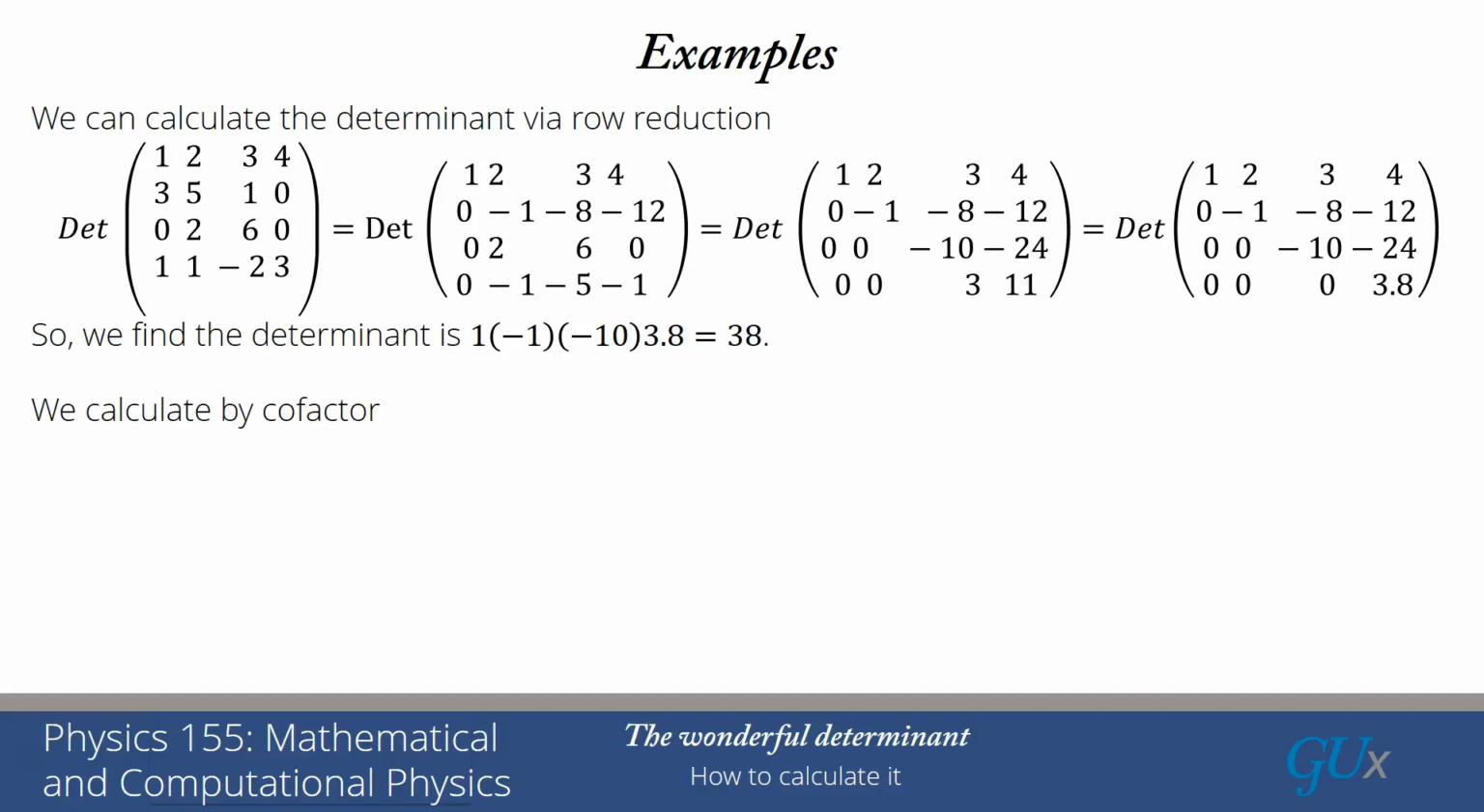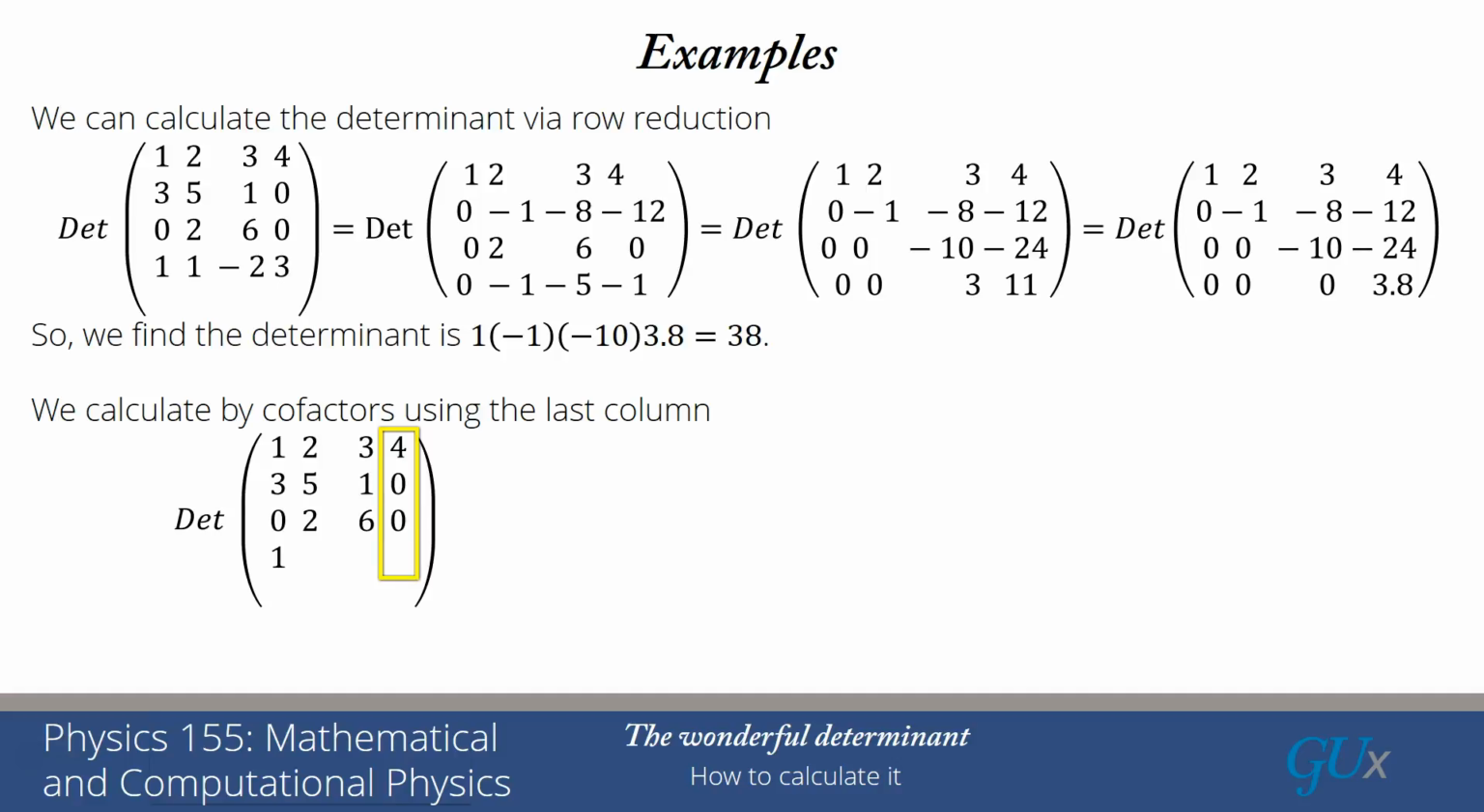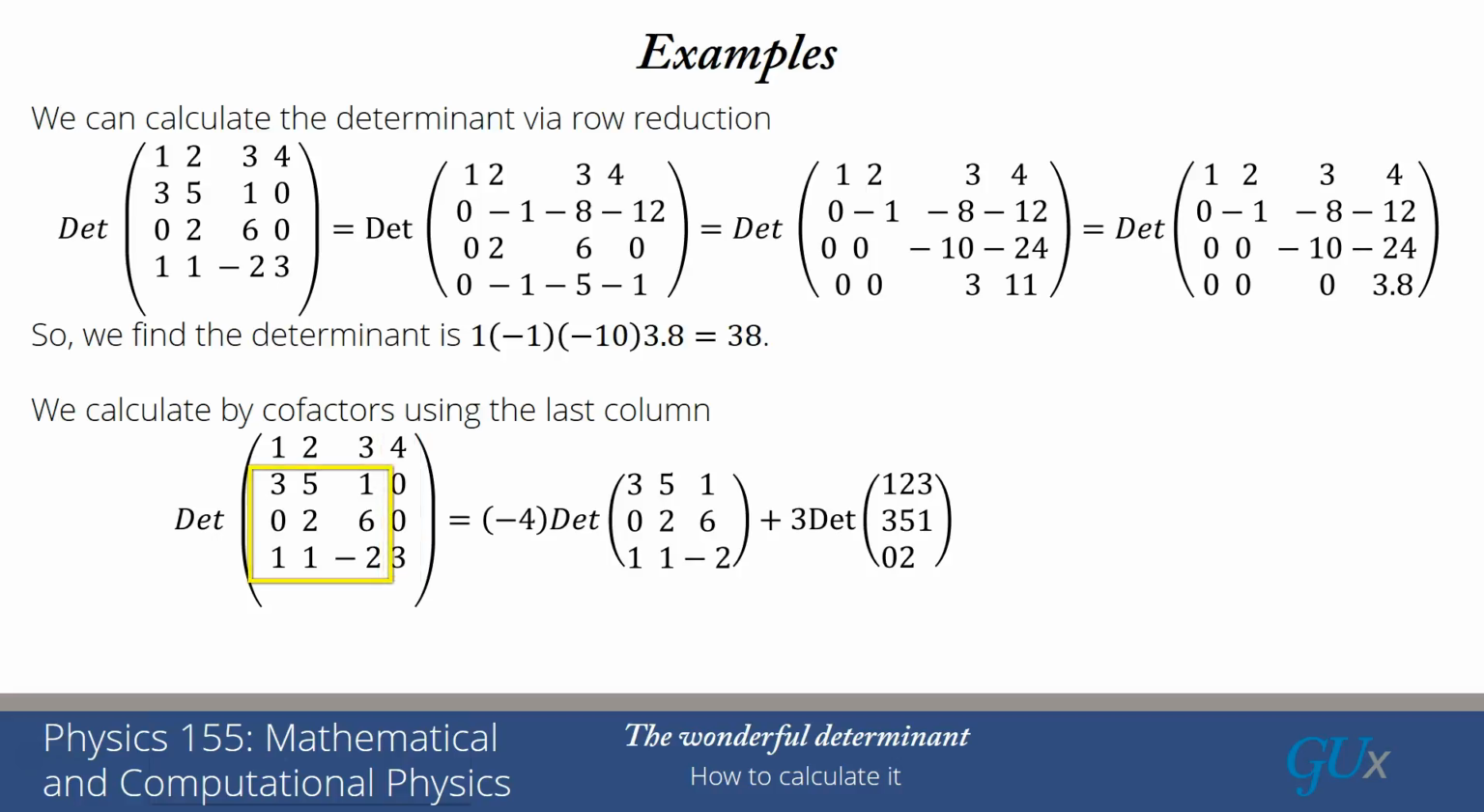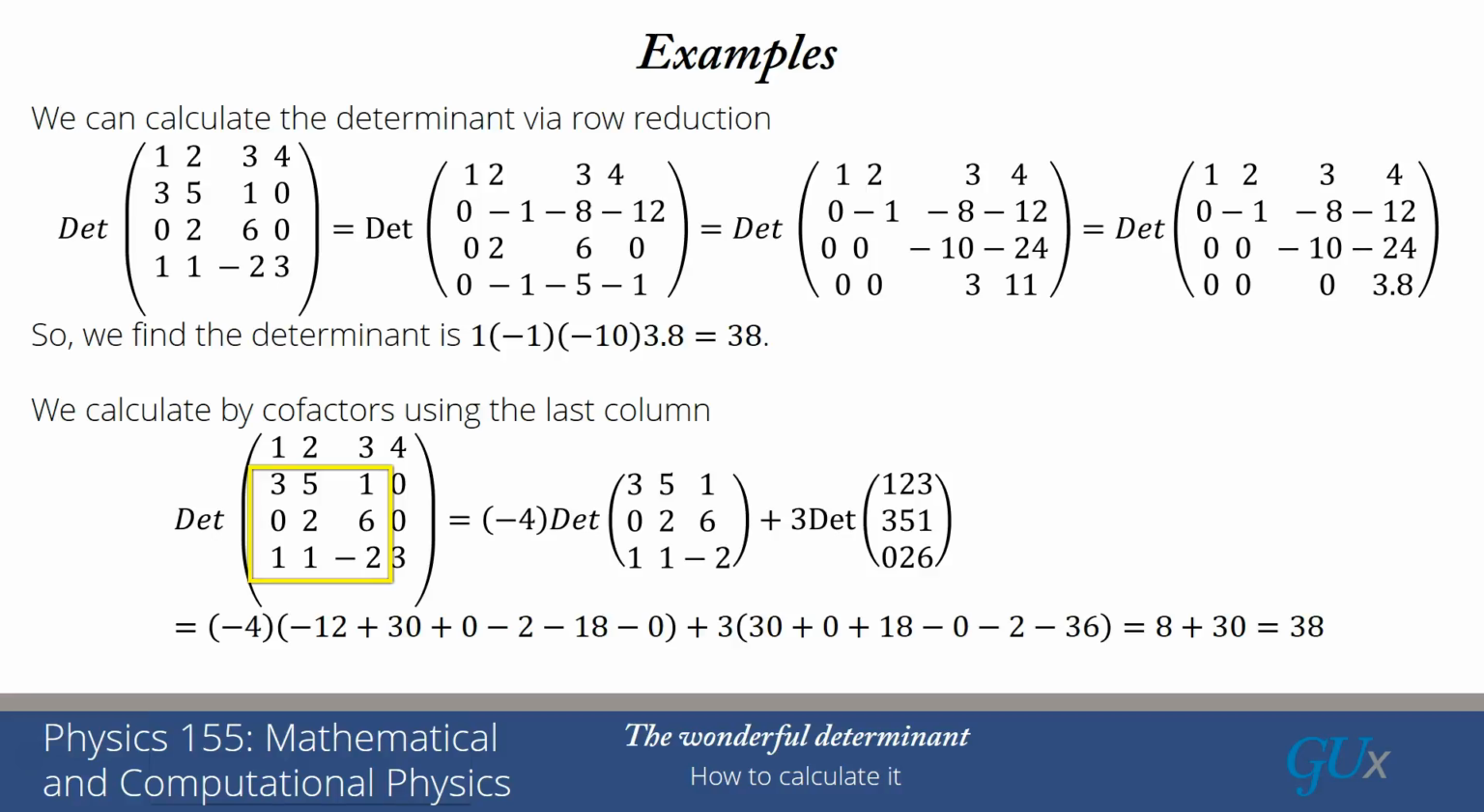All right, let's go ahead and calculate the original matrix in terms of cofactors. We're going to use the last column, and we're going to go by cofactors. So I have a 4, and it's going to be times -1 because i plus j is an odd number. And then I have the determinant of the matrix where I cross off the row and the column, and that's just 3, 5, 1, 0, 2, 6, 1, 1, -2.